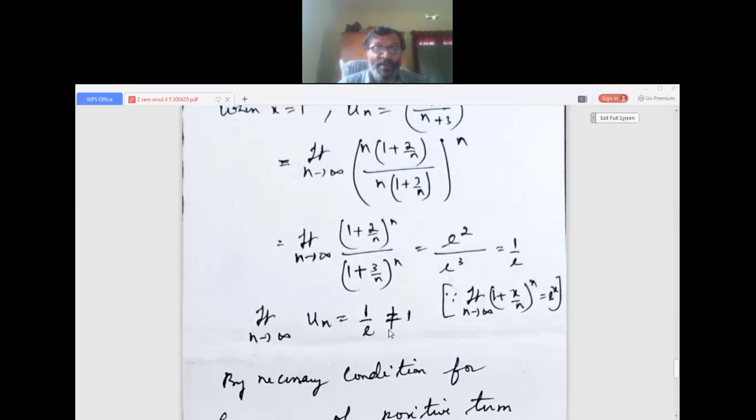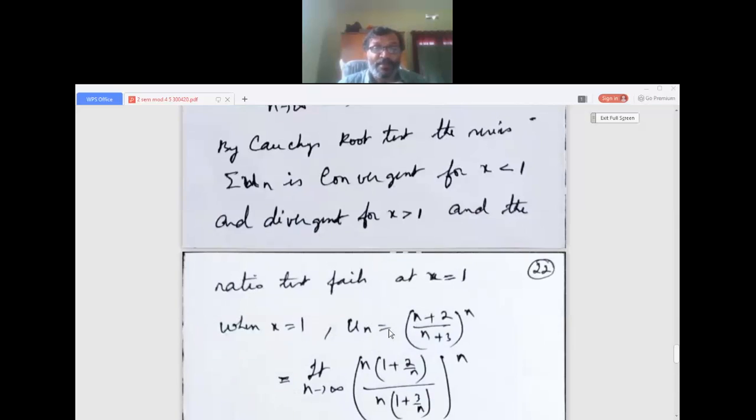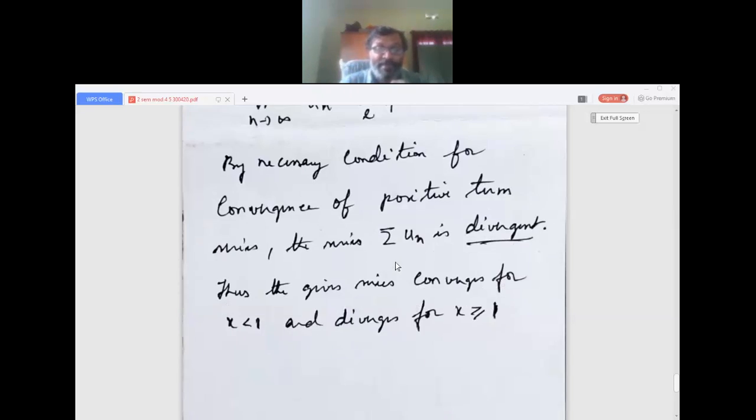So now we analyze this result. By Cauchy's root test, the series sigma un is convergent for x less than 1, divergent for x greater than 1, and also divergent for x equal to 1, which we got here. So we combine it and write: thus the given series converges for x less than 1 and diverges for x greater than or equal to 1. Practice this. We will solve some more problems in the next session tomorrow at 11.